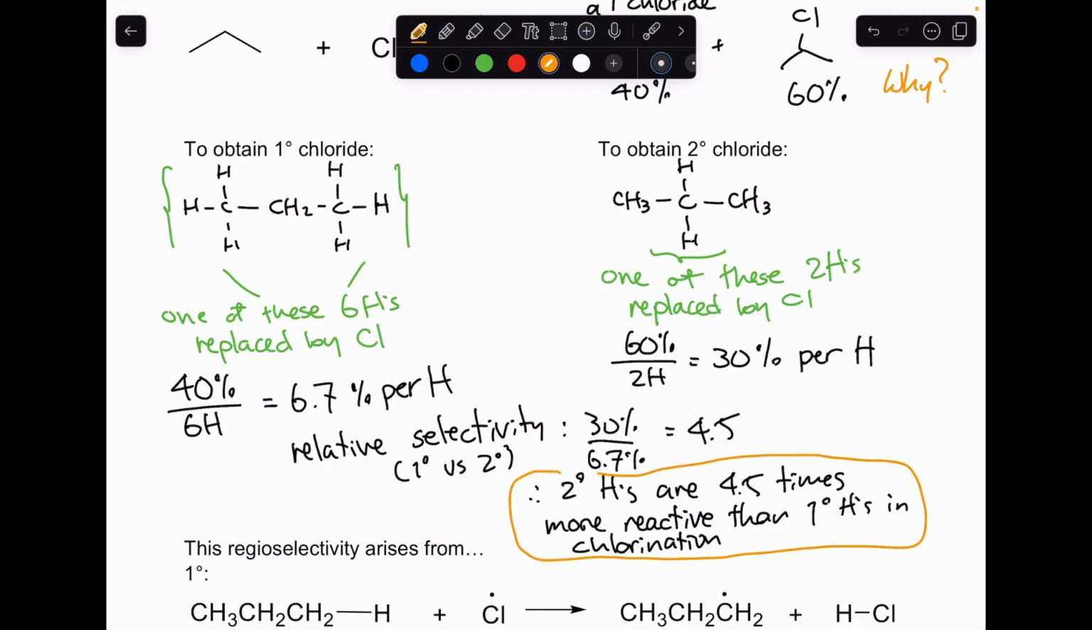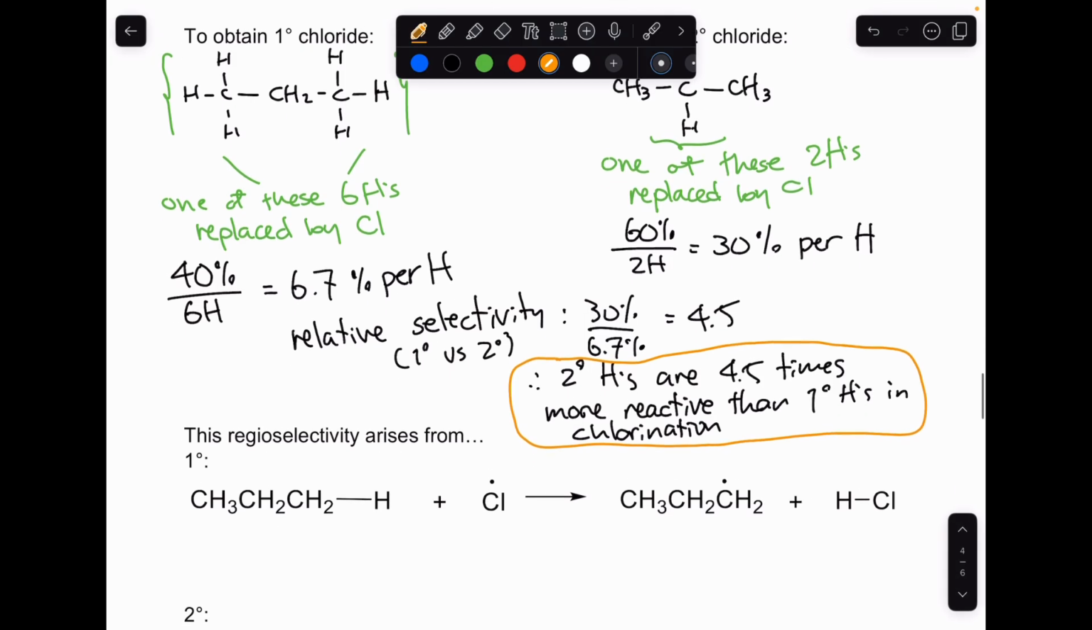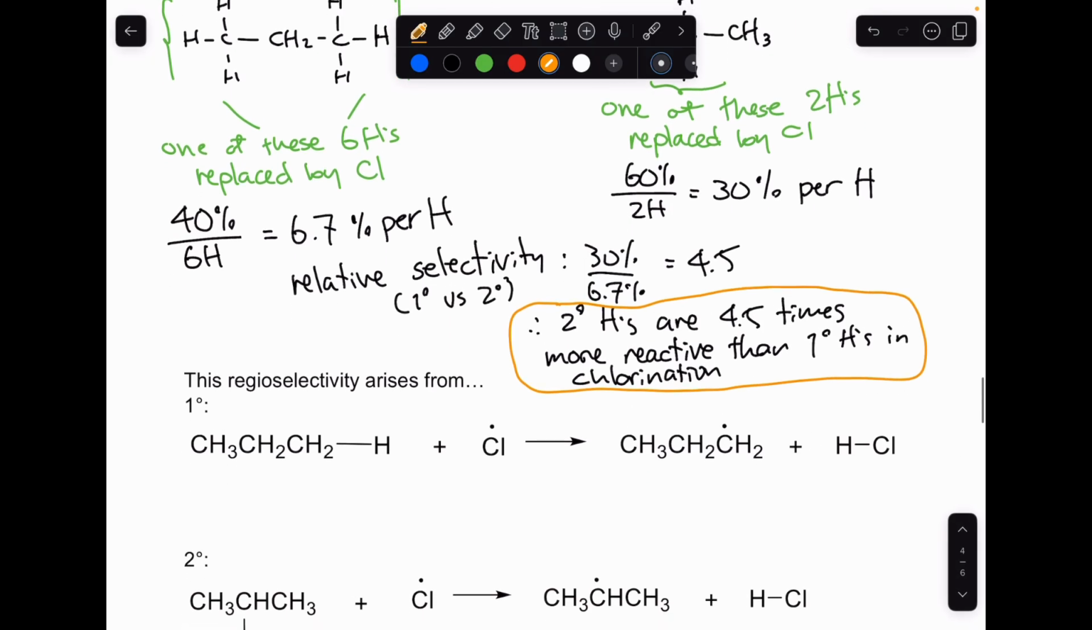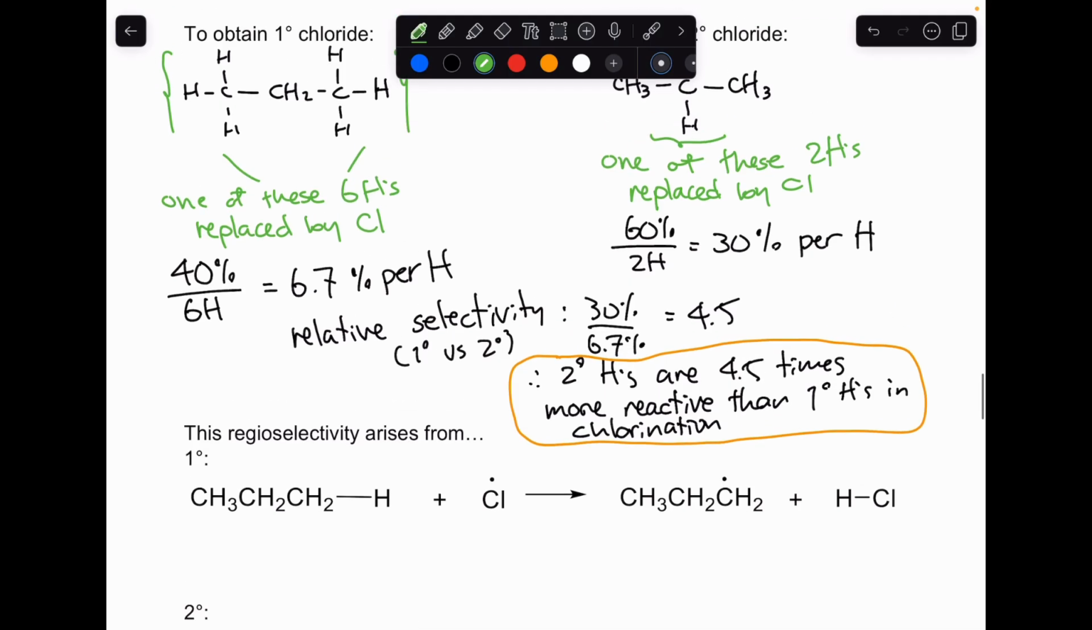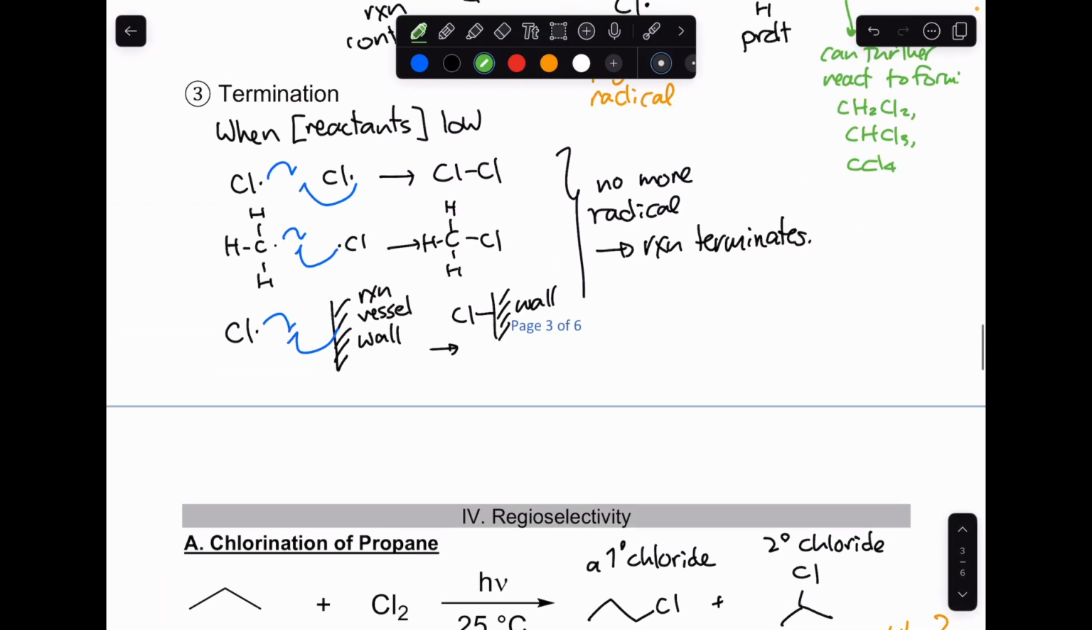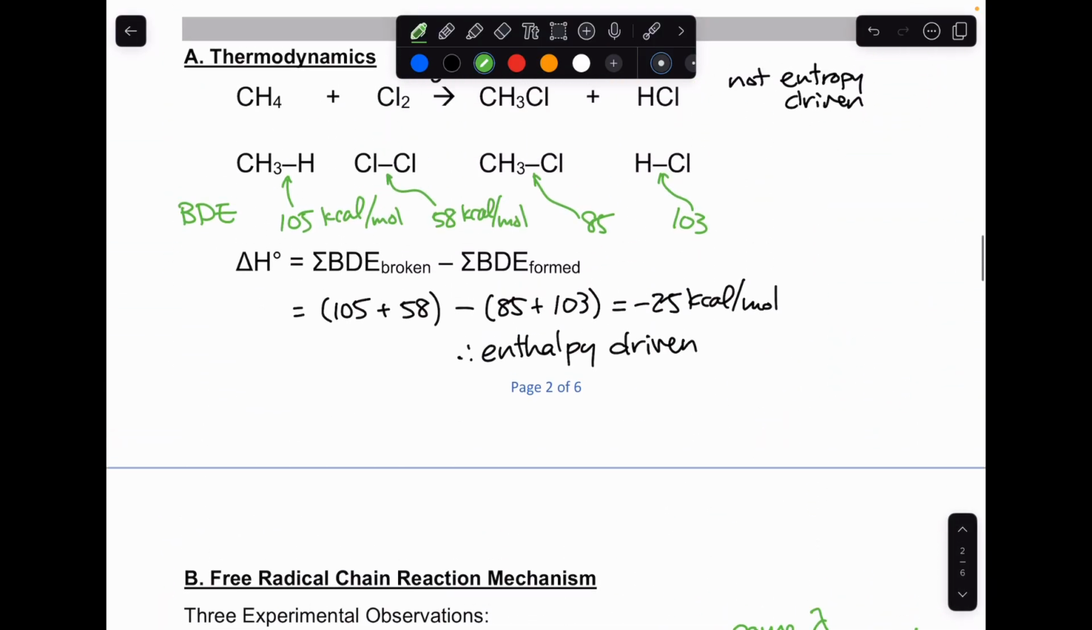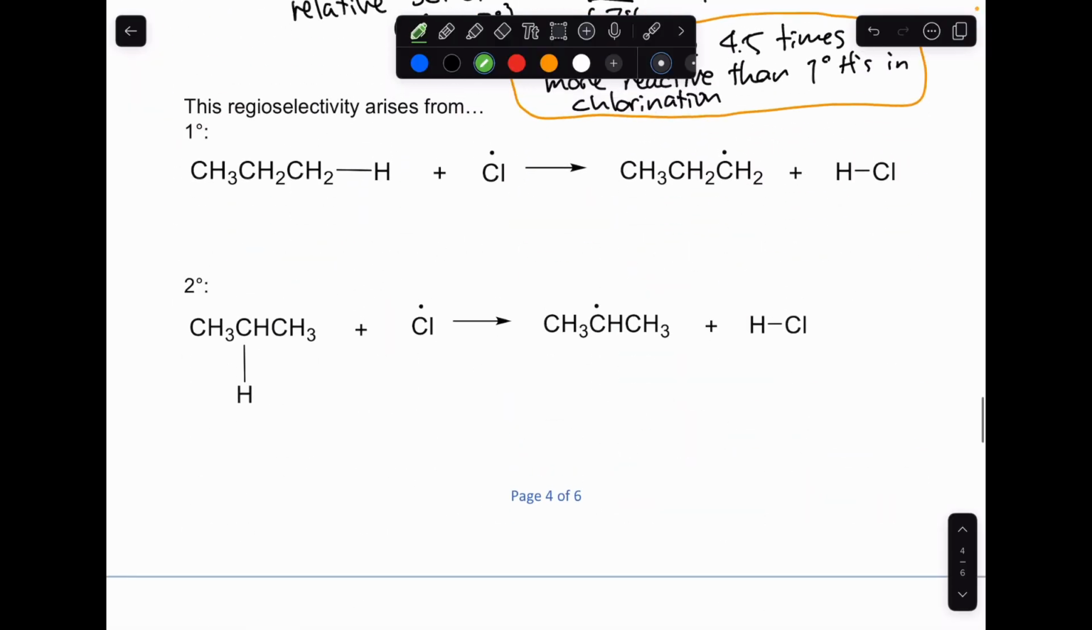Hope that makes sense. This regioselectivity, right? We should be able to explain it with the bond dissociation energy. Because remember, this reaction is just driven by enthalpy. Earlier, we calculated this for the methane situation right here, and we're going to do that for this primary situation.